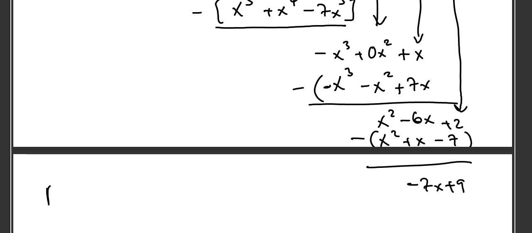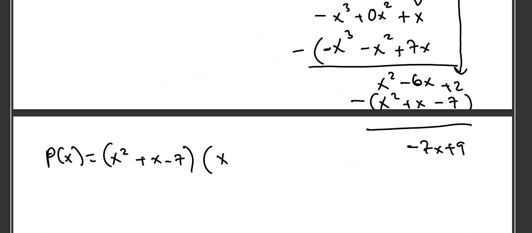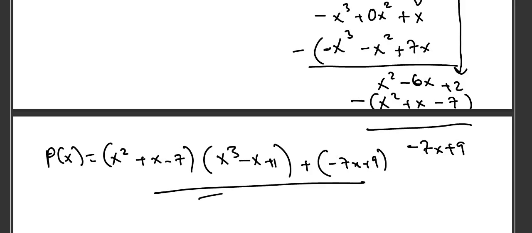So we're just saying the function p of x is equal to x squared plus x, the divisor. The quotient is the answer you've gotten here. This here is our q of x. Yeah, so x to the power 3 minus x, then plus 1. Then the remainder is negative 7x plus 9. So this is what you get.